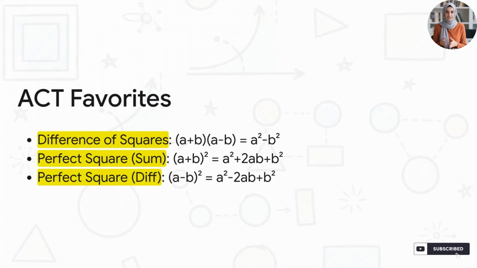Now, for anyone who's getting ready for a big standardized test, this slide is pure gold. Seriously, test makers are obsessed with these patterns. If you can spot a difference of squares or a perfect square, you can just jump straight to the answer without having to do all the FOIL steps. Think of them as algebraic cheat codes.